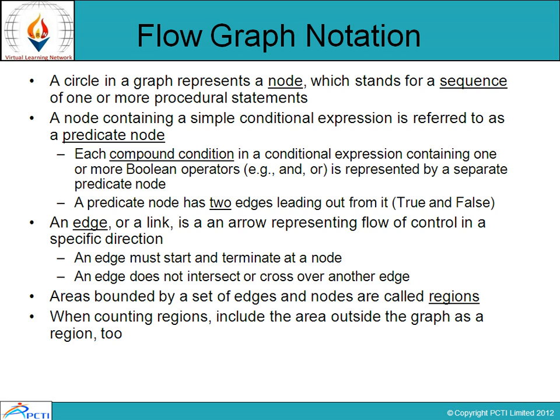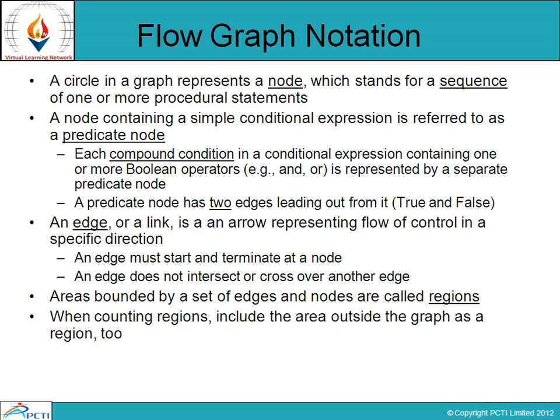A predicate node has two edges leading out from it, either true or false. That is, the node is where the condition is checked, and it is either true or false, so two edges lead out from the condition. An edge must start and terminate at a node. An edge does not intersect or cross over another edge. This is a very necessary condition to be sure of in the graph.